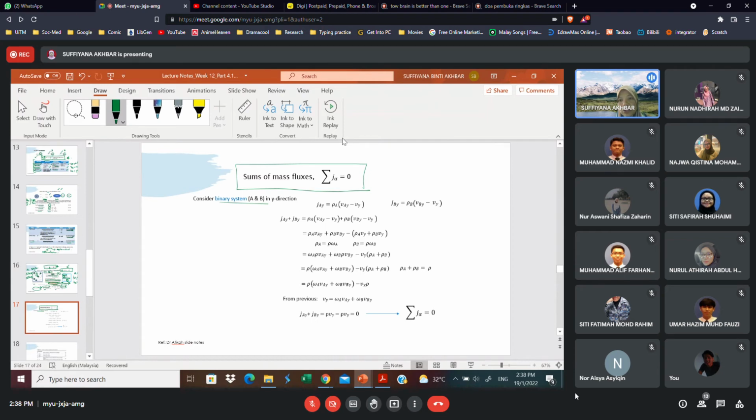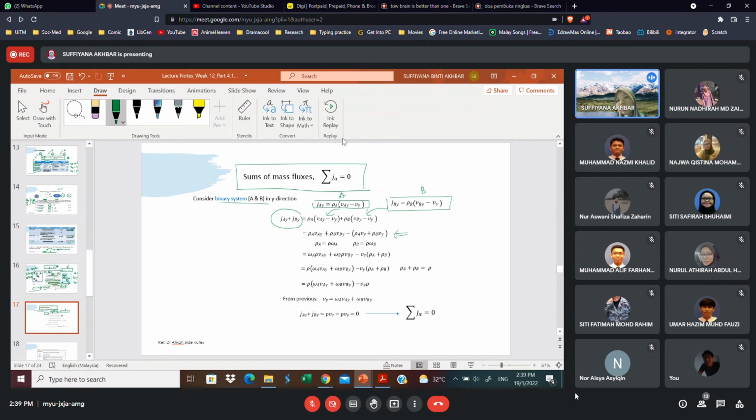So kita ada dua component kan. So mass flux of component A, so we can write like this one. Mass flux for component B, this one. Okay, so when we sum of the mass flux A and B, so bila kita pluskan dia, so kita boleh tulis balik lah. Okay, and then kita boleh kembangkan dia. So it become this one.